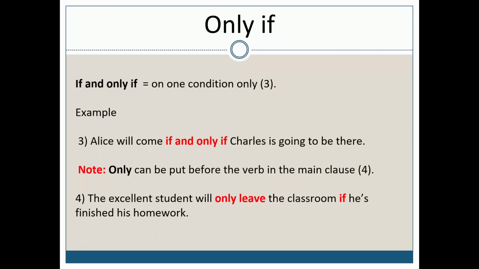If and only if. If and only if is a more emphatic version, which means on one condition only. As in example number 3, Alice will come if and only if Charles is going to be there. The condition has been distinguished and emphasized, in which she will only come if Charles attends. Note that only can be put before the verb in the main clause, as in example number 4. The excellent student will only leave the classroom if he's finished his homework.